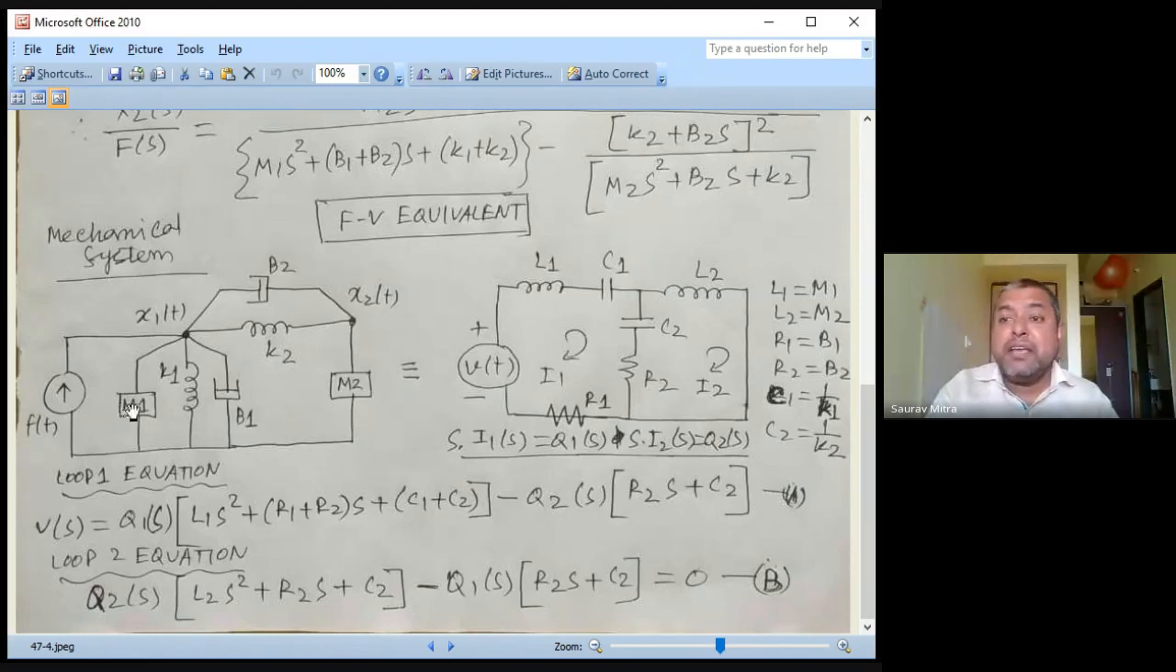Whenever you are doing an F-I circuit, instead of this M, there will come a C. In case of this K, there will come, I think, 1 by L. In case of this B, there will come 1 by R, or accordingly you can do that. So whatever is parallel here will remain parallel in F-I, and whatever is series will remain series. And only in case of this FT, here it is VT, in the F-I analogy this will be IT.